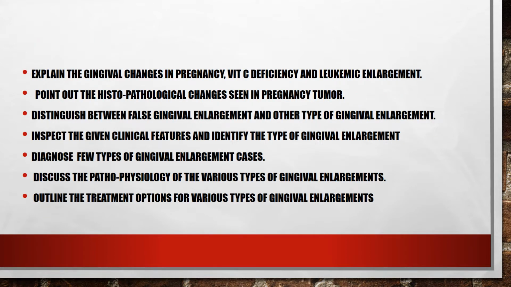Explain the gingival changes in pregnancy, vitamin C deficiency, and leukemic enlargement. Point out the histopathological changes seen in pregnancy tumor. Distinguish between fold gingival enlargement and other types of gingival enlargement. Inspect the given clinical features and identify the type of gingival enlargement. Diagnose a few types of gingival enlargement cases. Discuss the pathophysiology of the various types of gingival enlargements. Outline the treatment options for various types of gingival enlargements.